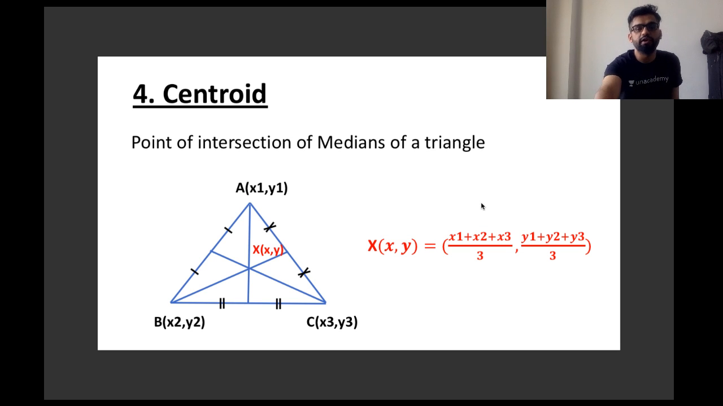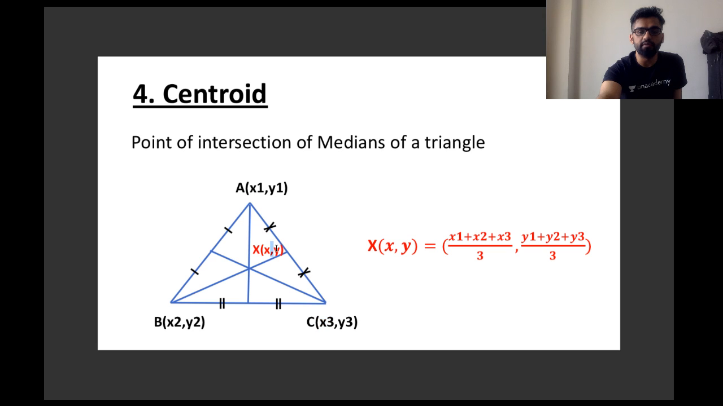The coordinates of centroid are given as: the average of the abscissa of the vertices is the abscissa of the centroid, and the average of the ordinates of the vertices is the ordinate of the centroid. As you can see in the diagram also, x comma y is what we have to find out. So this x here will be equal to x1, that is abscissa of vertex A, plus abscissa of vertex B, plus abscissa of vertex C. Add them all, divide by 3.